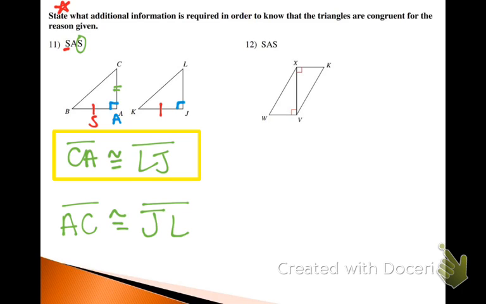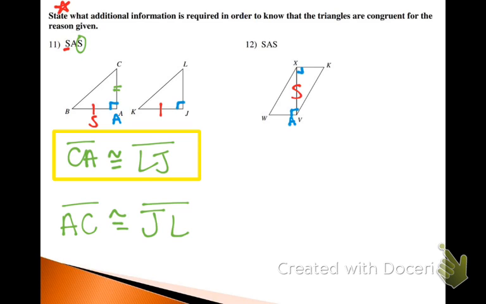Okay. Second one. Do we have a side congruent on both triangles? No. Yes, we do. And it's the side they share. It's okay. That's why we do it over and over again. So we got the side they share. Do we have an angle that's congruent? Yes, we have the right angles.